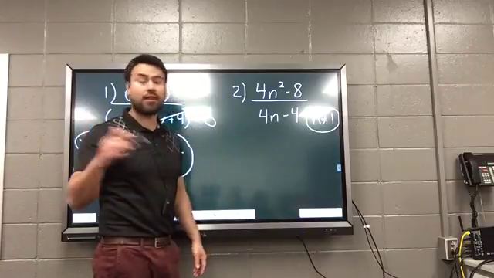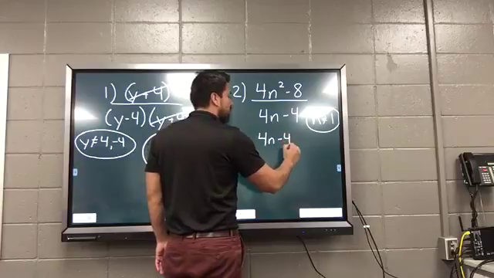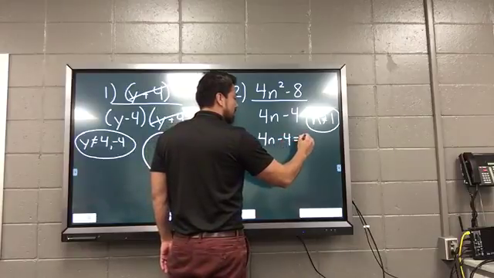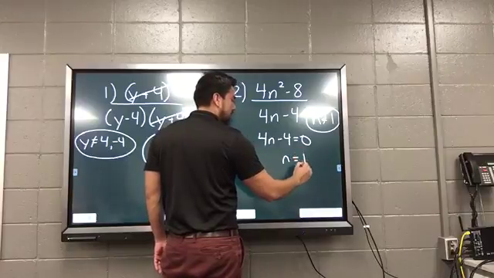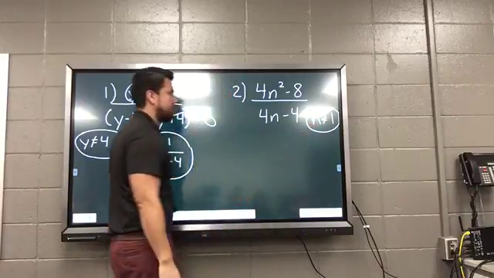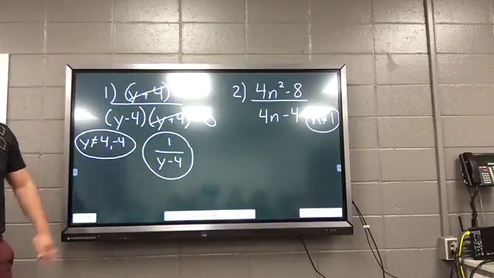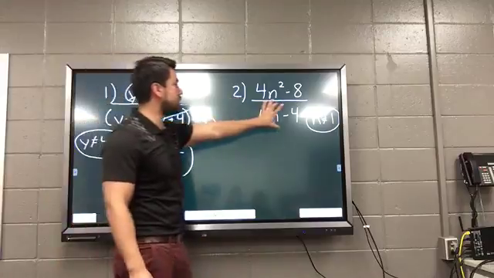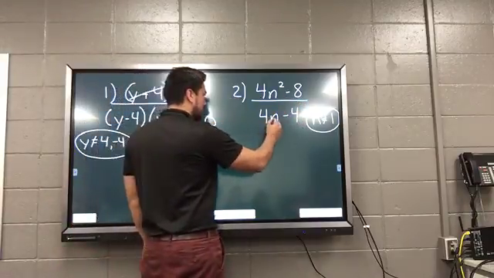How could you figure that out? Just do 4n minus 4 equals 0. Then you solve for it and you'll get n equals 1. You don't want it to be 1. Are you solving for the n on the bottom? Always on the bottom. Don't do the top, because I need to find out what the denominator cannot have. In this case, n equaling 1.